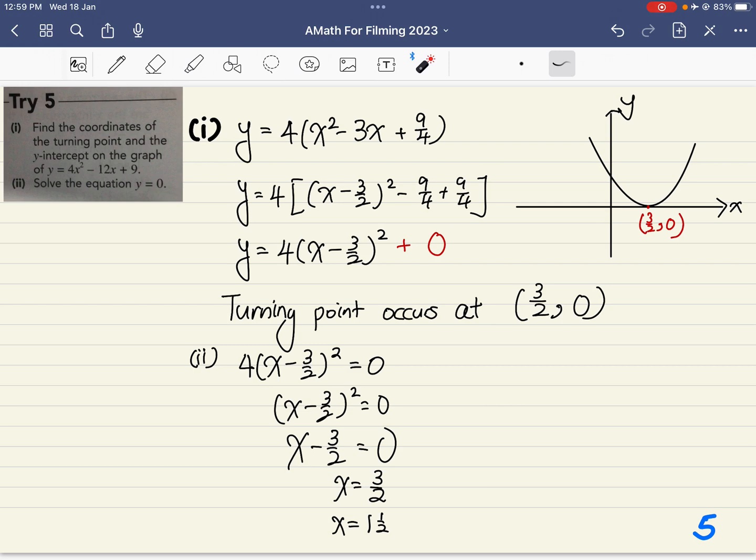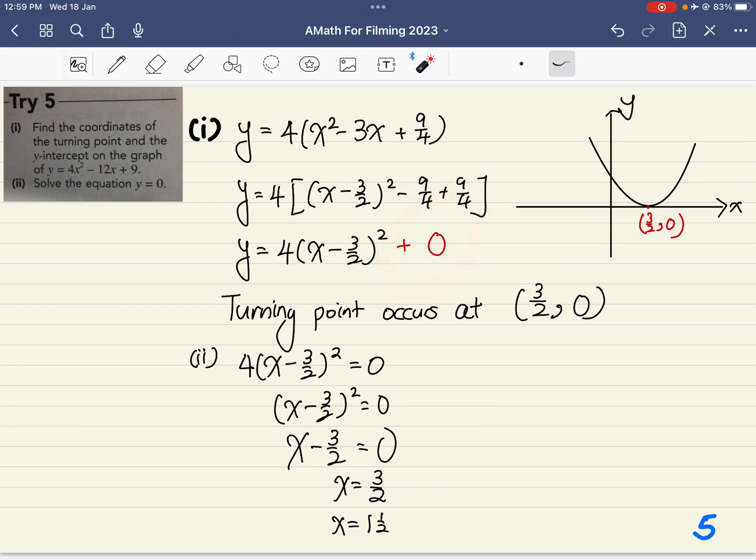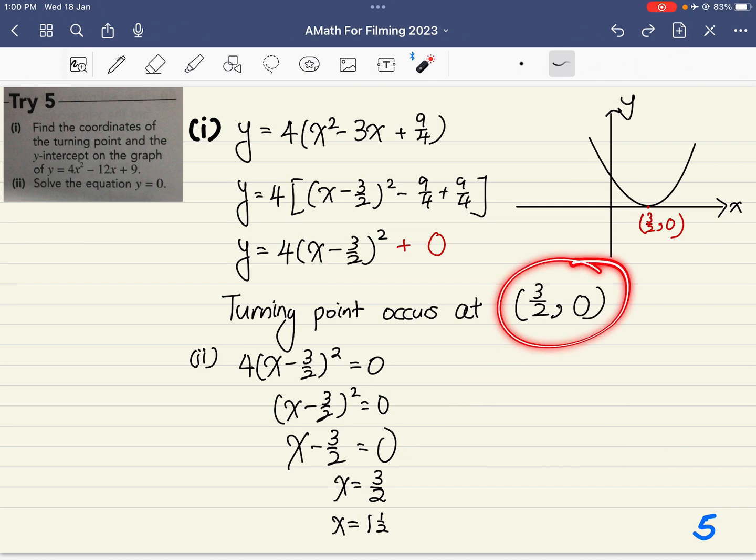But I write the plus 0 there to help you because very simply, this is a smiley graph. There's a minimum point. So the minimum value of y is 0. I put it down here. So don't be alarmed that there's nothing here, it's actually 0 plus 0. Normally we just don't write it, but I will leave it there to let you know there's a 0 there. And the x value occurs down here. x minus 3 over 2 is equal to 0. My x value is 3 over 2 or 1.5. Hence my turning point occurs at 3 over 2 and 0.